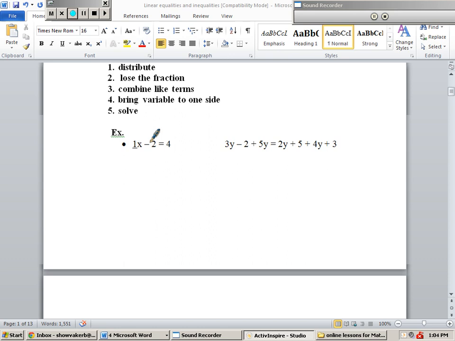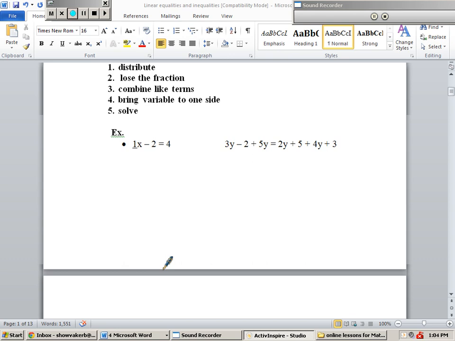To solve, I will pick up the negative 2 and move it over. When I move it over, I will be doing its opposite, or adding it. So I get 1x equals 6. Dividing by 1 is not going to change my answer, so x is 6. You can check it by putting it back in. 1 times 6 minus 2 equals 4. 6 minus 2 equals 4. 4 equals 4. Check.